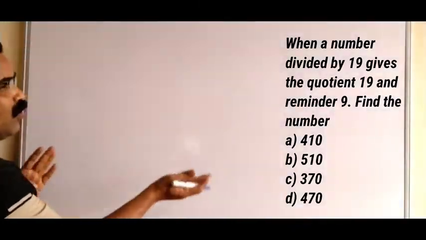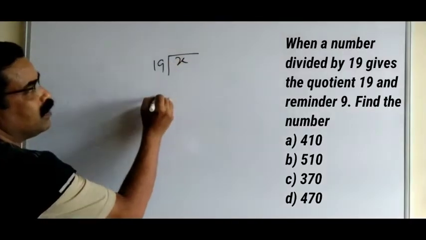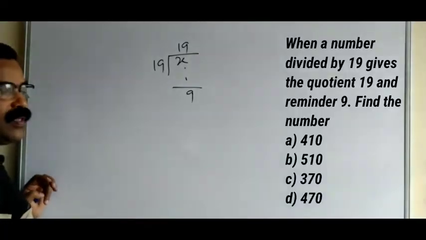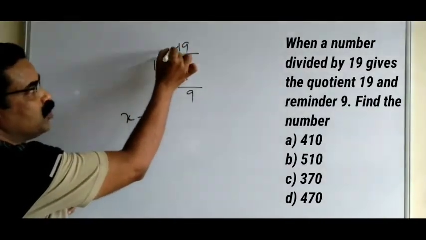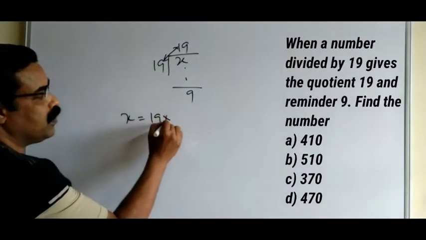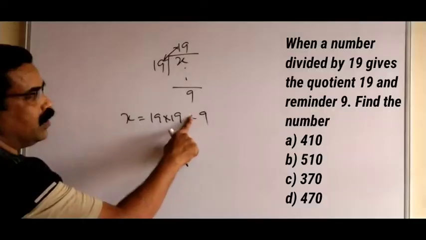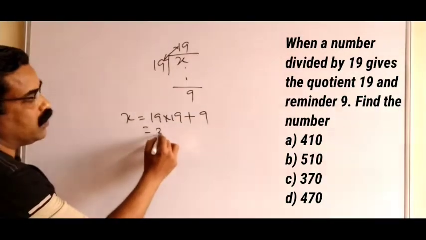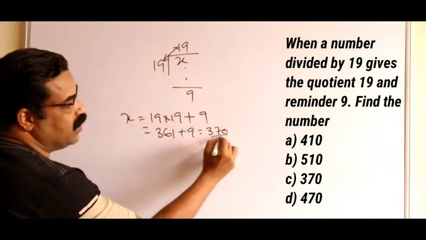So this way we will go in the reverse order. Any number when divided by 19, the answer is also 19 and finally you got a remainder 9. So this x you need to find out. X will be equal to multiply these two, 19 into 19 and add this 9. So 19 into 19 is what? 361 plus 9. You got 370.